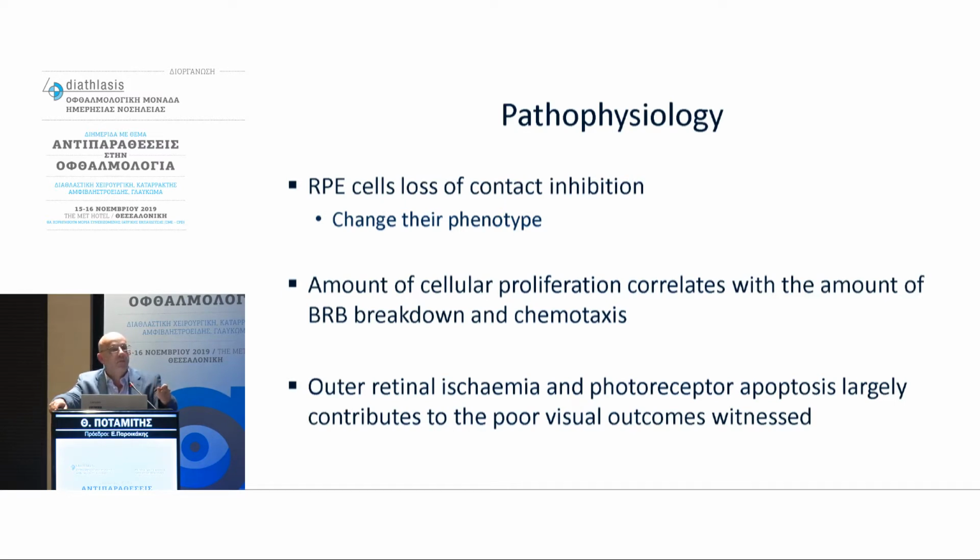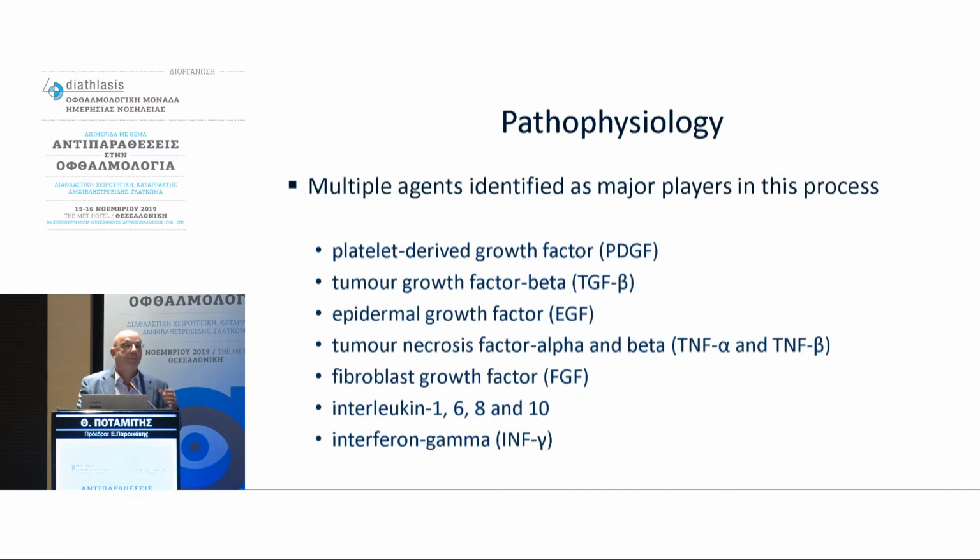The amount of cellular proliferation correlates very well with the breakdown of the blood-retinal barrier. So if you measure the amount of flare in the anterior chamber, it matches very well with how many cells are proliferating in the posterior chamber. The main cause of poor vision, of course, is that the retina is detached for a prolonged period of time, and photoreceptor apoptosis is what contributes to that. So the change of the retinal anatomy kills off the photoreceptors. So PVR in general has a poor visual outcome.